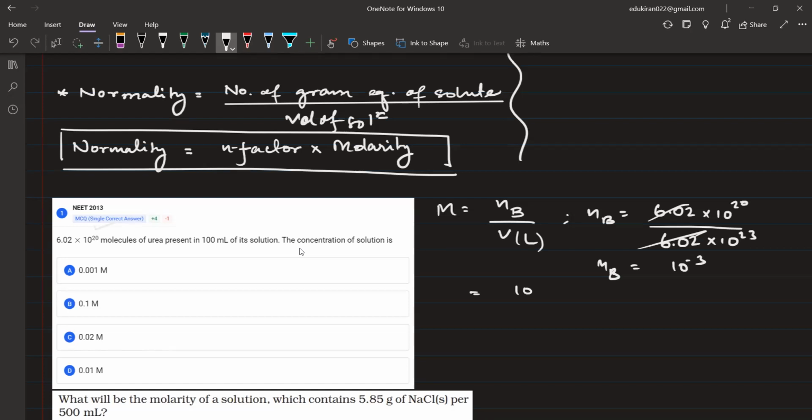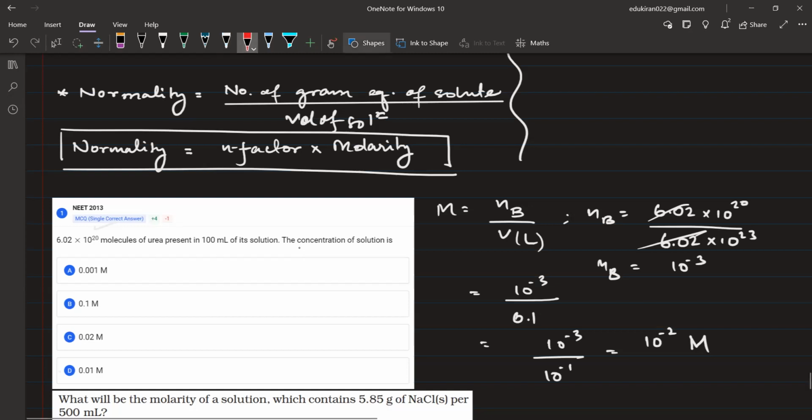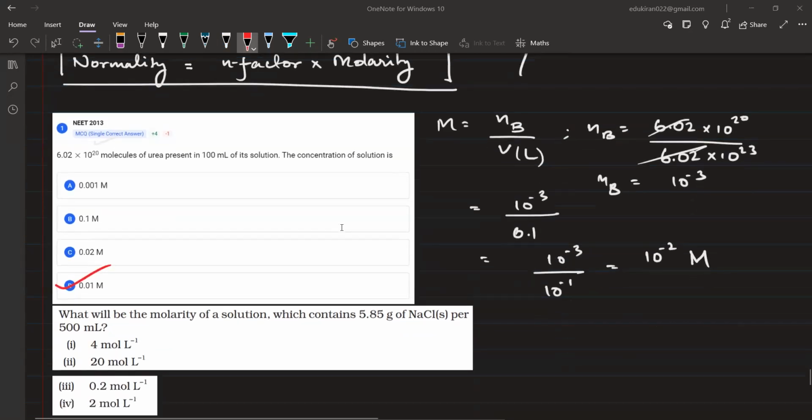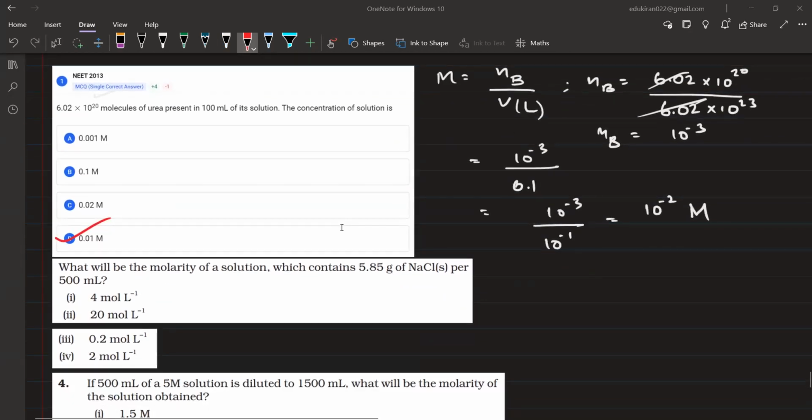Now molarity will be equal to 10 to the power minus 3 divided by volume in liters. Volume is 0.1 liters, which we can write as 10 to the power minus 1. This will be equal to 10 to the power minus 2 molar, which is 0.01. Is that the answer you are getting? Very good.